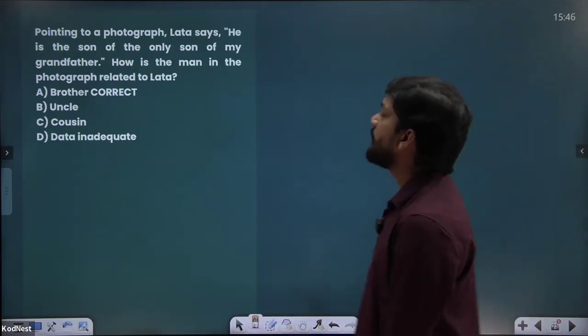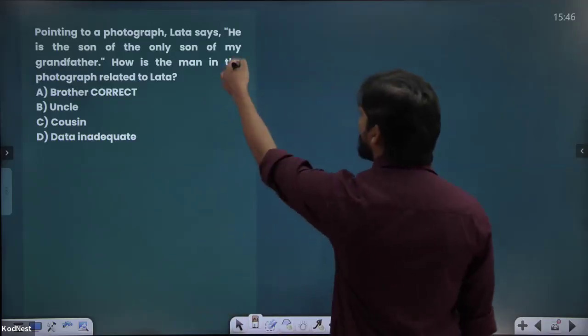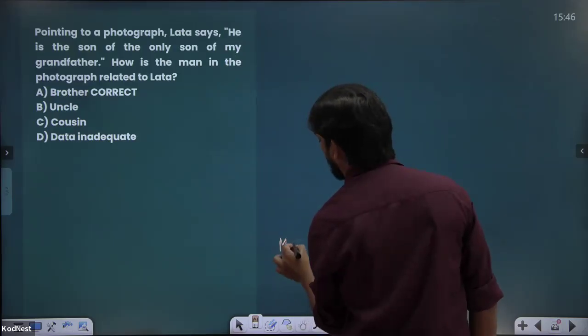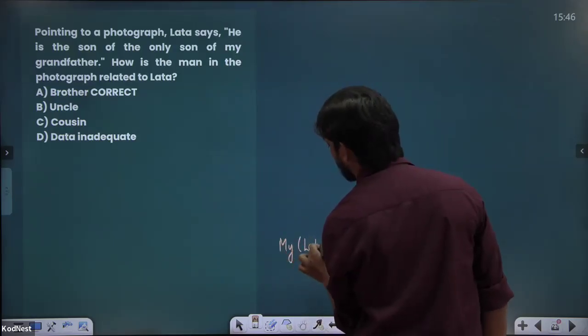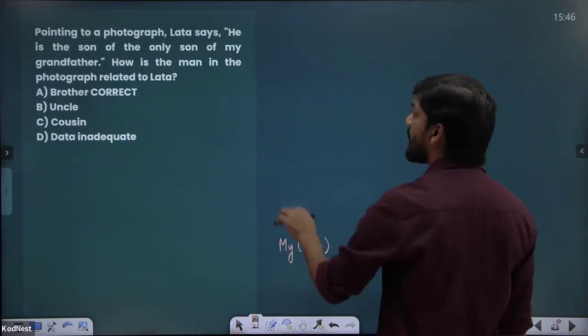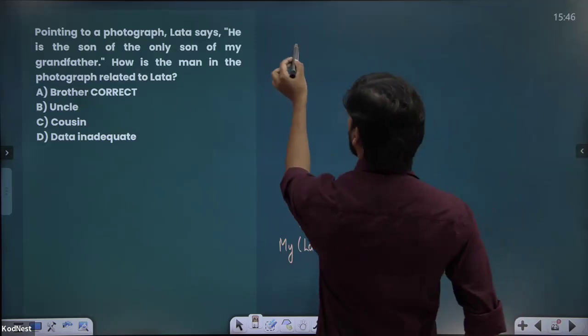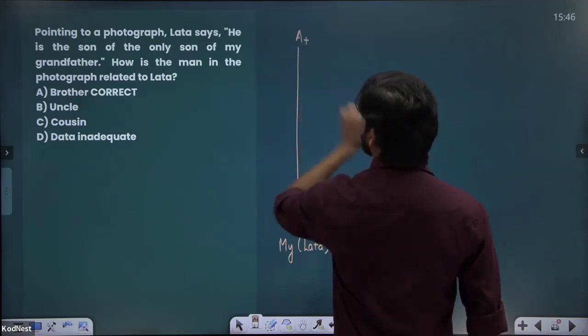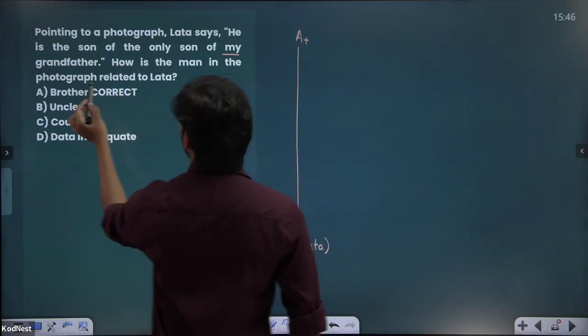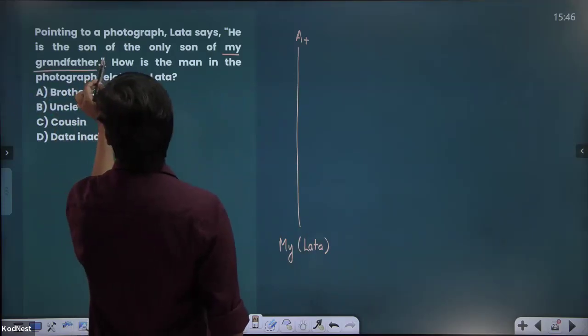So next we have my grandfather. Okay. My means Lata. My grandfather. Grandfather, always draw a big line. So grandfather we are representing as A plus. So my grandfather we are representing as A.